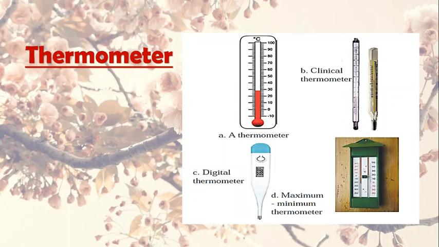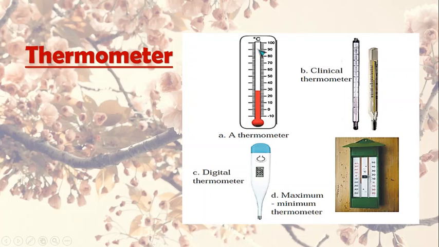Let's start with thermometer. Children, thermometer has a narrow glass tube which has a bulb at one end. The bulb and the part of the tube is filled with a liquid. Earlier mercury was used, but as it is harmful for us, it has been replaced with alcohol. The rest of the volume of the tube has vacuum and its other end is closed.